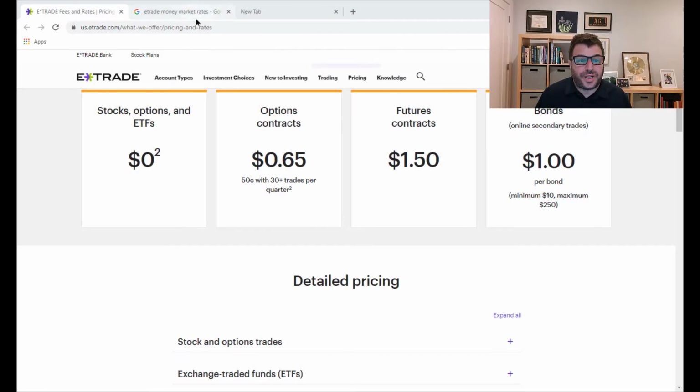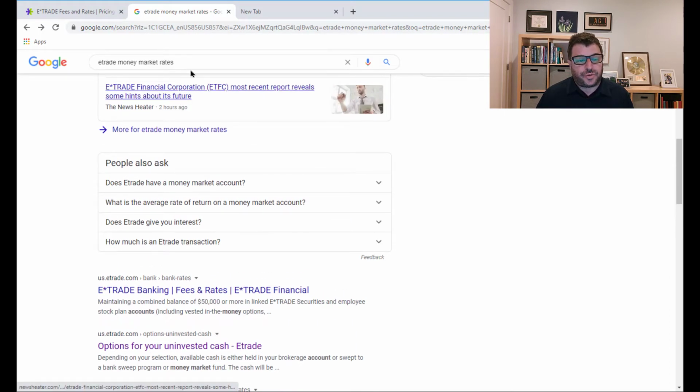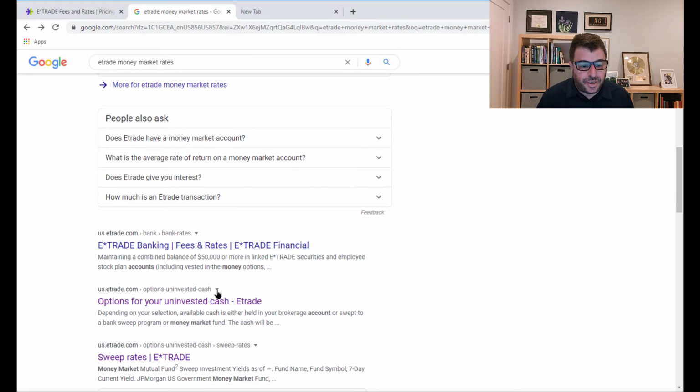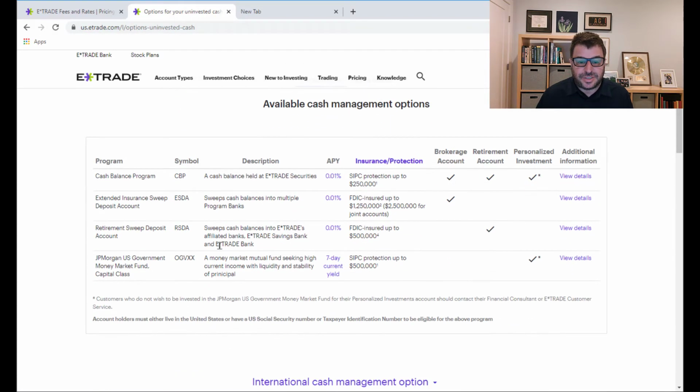Next, we'll see the rates that you can earn if you lend money through E-Trade, the money market mutual fund rate. So I've just Googled E-Trade money rates, and I will scroll down to options for your uninvested cash, E-Trade, and click this, and you can see, oh, they're offering zero. So you can see that there's a big difference between the risk-free rate that you might earn without any risk and the borrowing rate that you would have to pay if you were to borrow money.